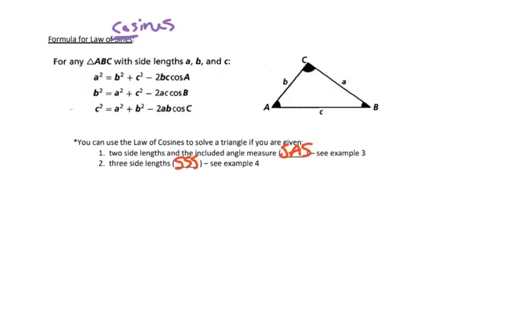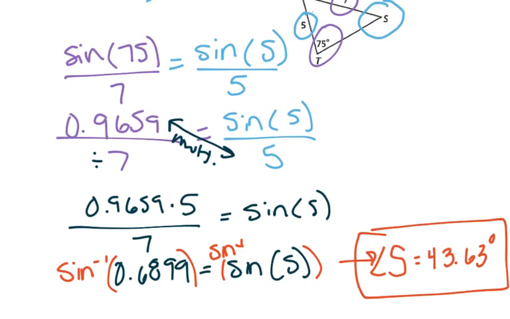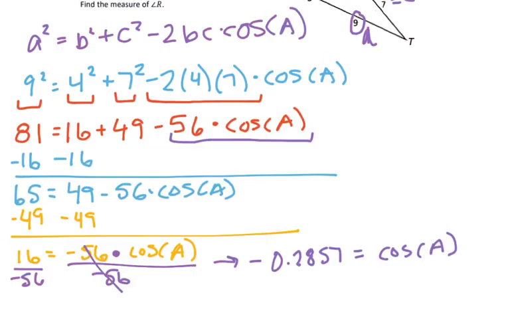And so just as we did before with sine when we were solving, we need to take the inverse, in this case the cosine inverse, in order to get A by itself. So I'm going to take cosine inverse of this negative decimal, and cosine inverse of cosine will leave me with A. Cosine inverse of that decimal gives us 106.60 degrees.